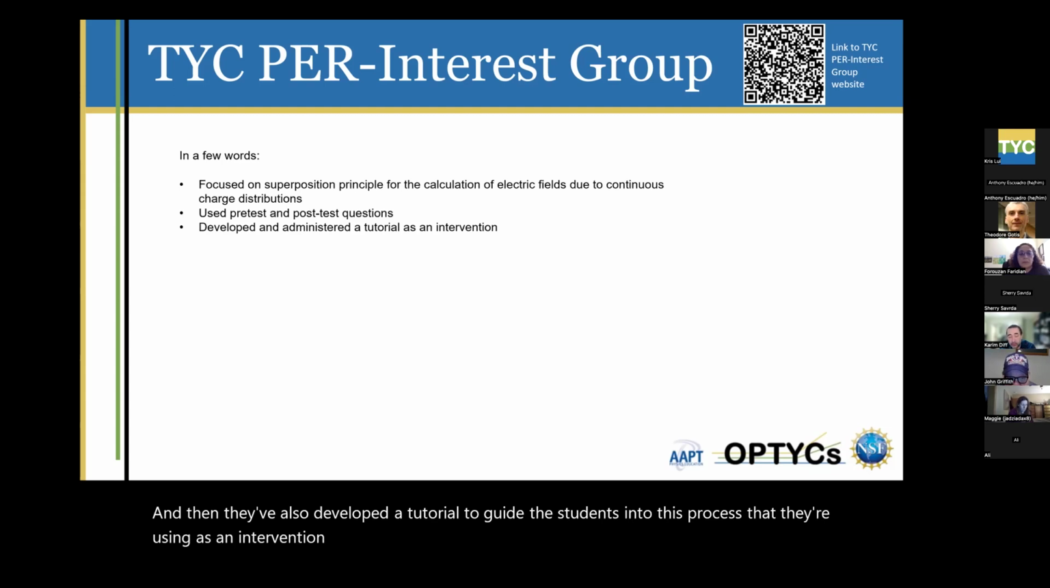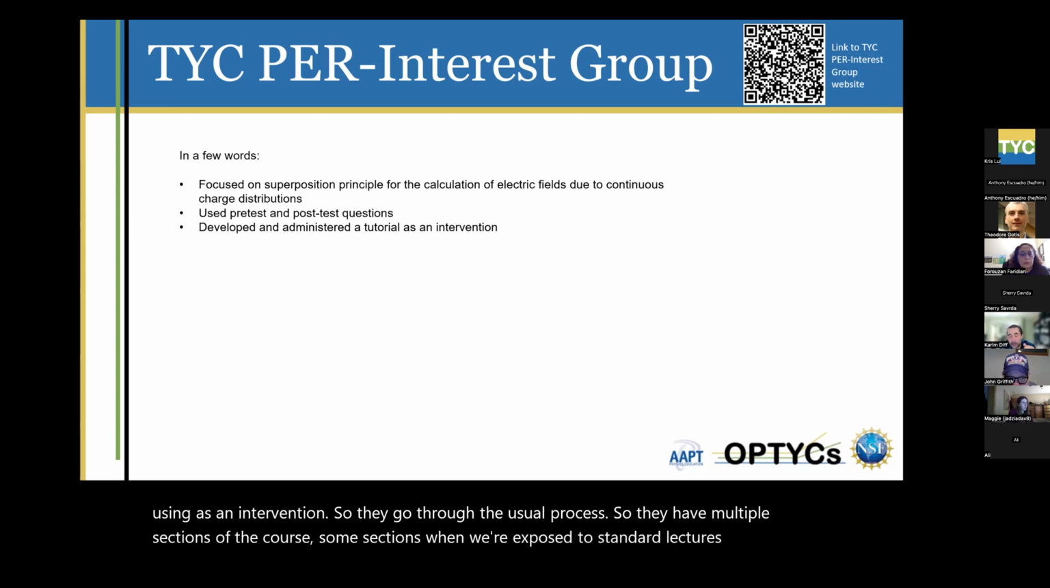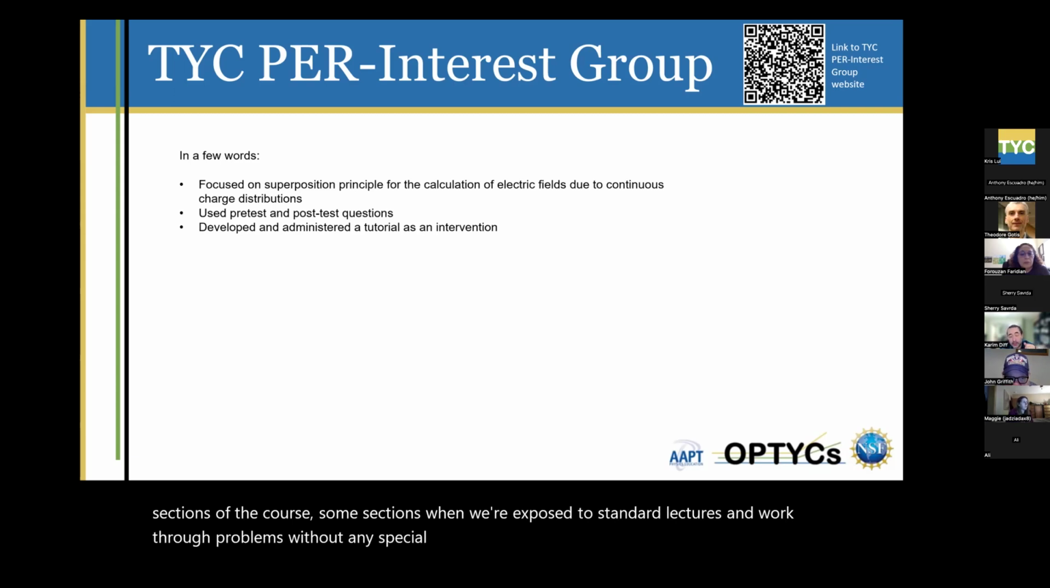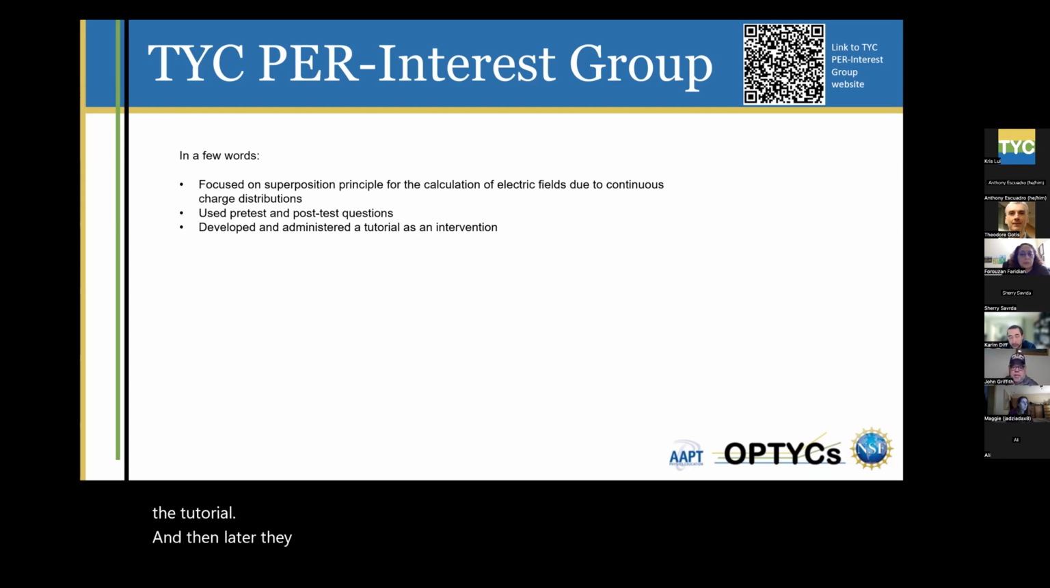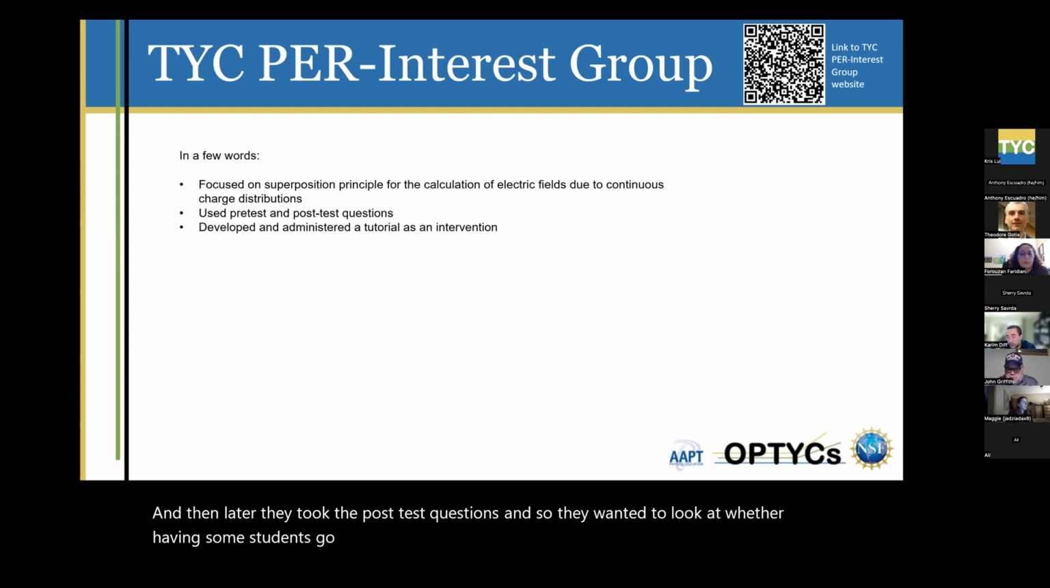So they go through the usual process. They have multiple sections of the course. Some sections were exposed to standard lectures and worked through problems without any special intervention. Then all of the sections were given the pretest. Then some sections were, in addition, given the tutorial. So they worked on the tutorial, and then later they took the post-test questions. They wanted to look at whether having some students go through the tutorial would actually improve their scores on the post-test as compared to the ones who didn't take the tutorial.